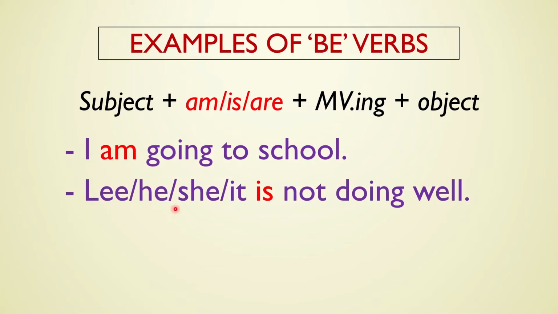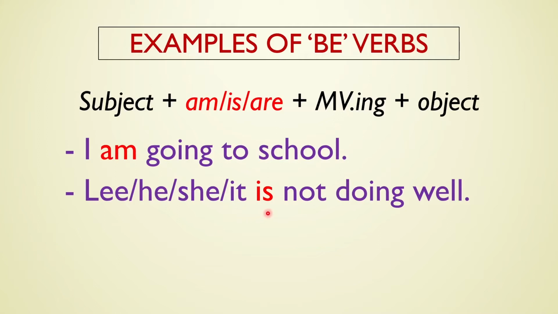Lee, he, she, or it is not doing well. I have used the same sentence to show different kinds of pronouns or subjects. So the sentence can be, Lee is not doing well. He is not doing well. She is not doing well. It is not doing well. It is basically used for animals. If you have any pet, you can talk about that animal using it.